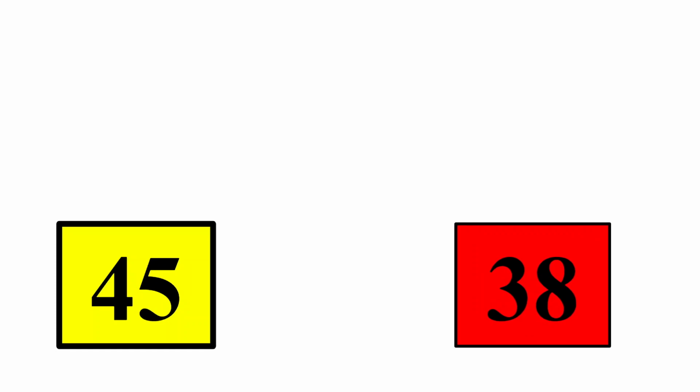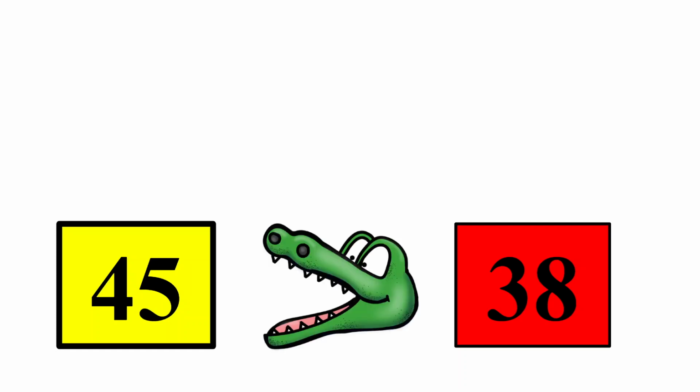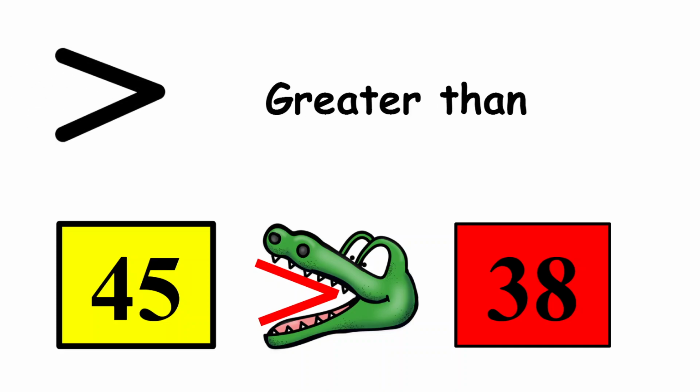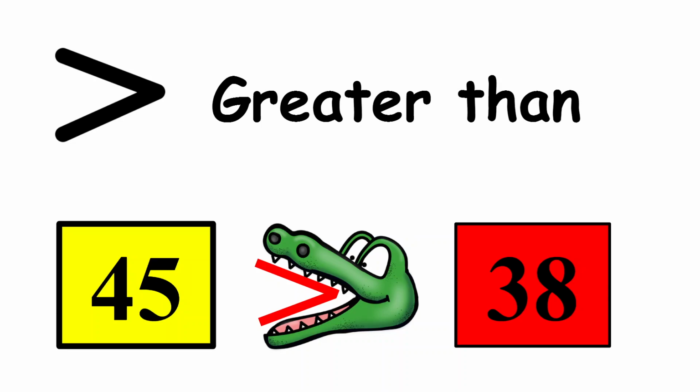Now see here we have two numbers. This is 45 and 38. So these are the two numbers. So the crocodile will eat the number that is large. So which one is bigger? 45. So the crocodile will eat the number 45. So it has opened its mouth. Now can you see the shape which is formed? Yes. So that shape is called greater than symbol.